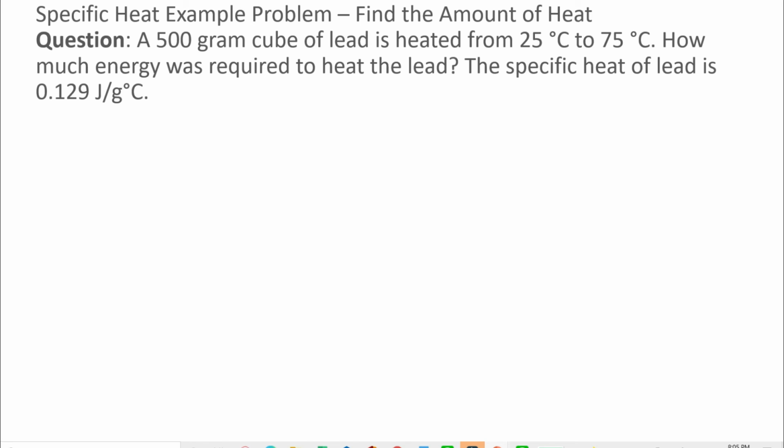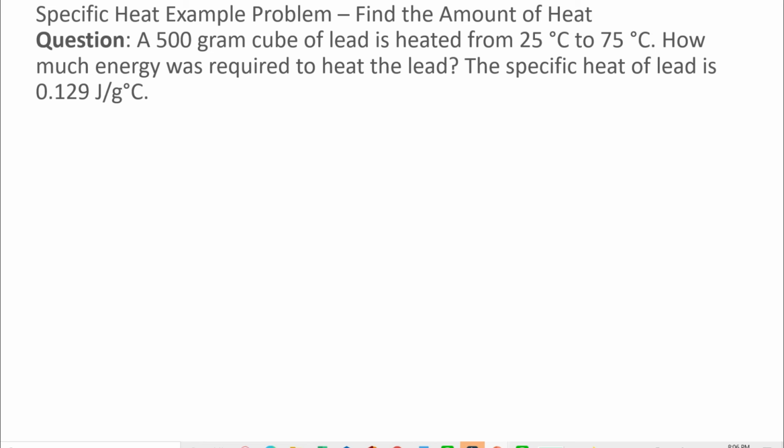Let's do a sample problem. Find the amount of heat. So you have a 500 gram cube of lead. It's heated from 25 degrees to 75 degrees. How much energy was required to heat the lead? The specific heat of lead is that raising 1 gram of lead 1 degree Celsius would require 0.129 joules per gram per degree Celsius.